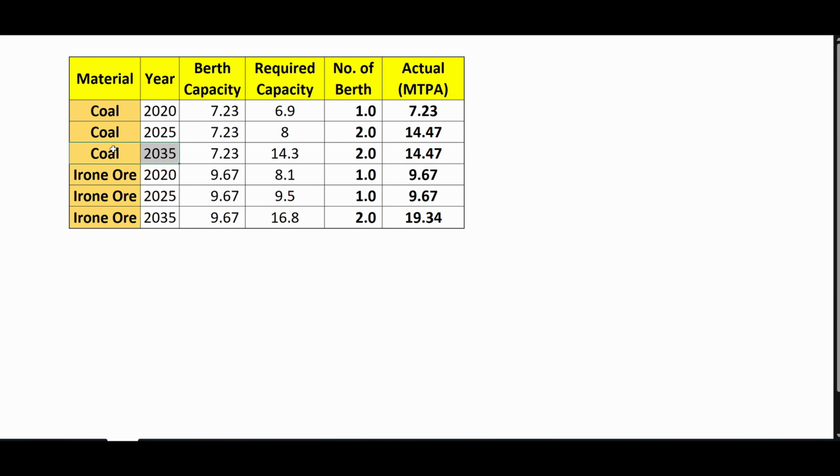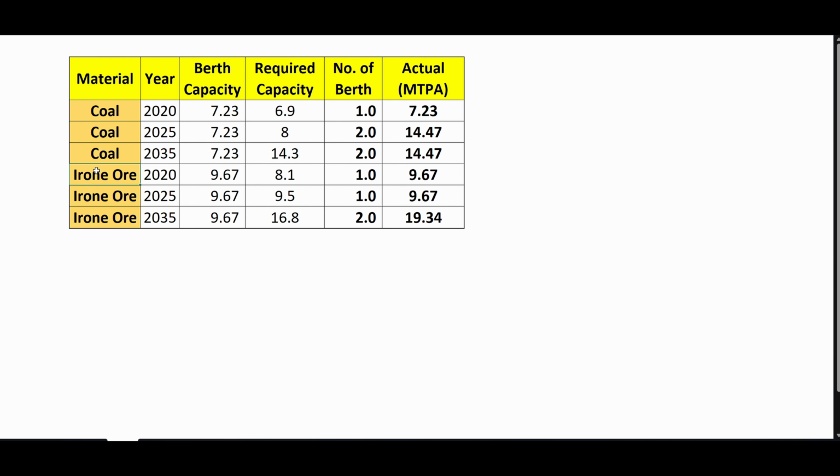In 2035, the demand further increased to 14.3 million tons per annum. 2 berths still provide 14.47 million tons per annum, which is just sufficient but very close to the limit.